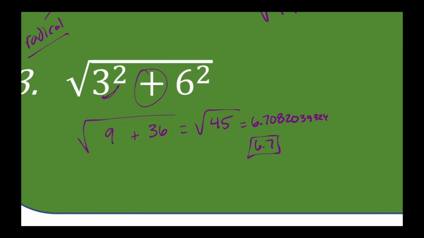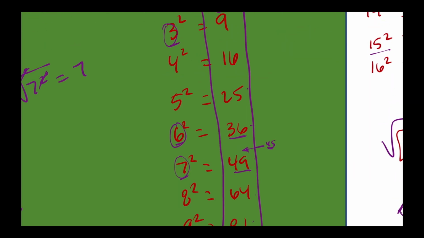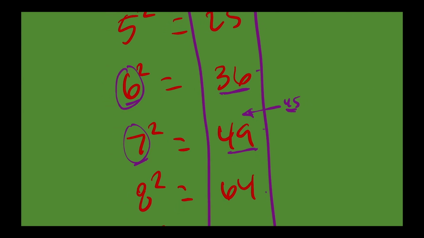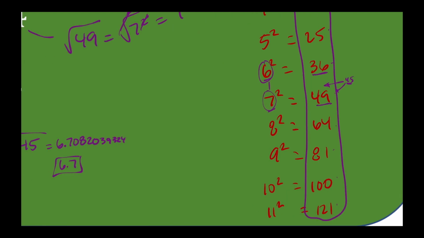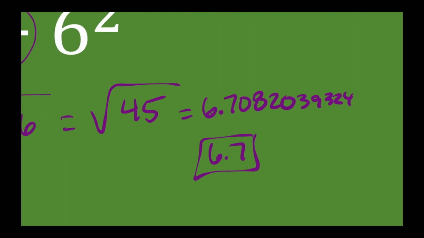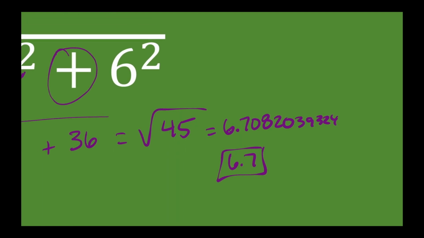Okay? And we know that's right, because if we go over here to our list, it makes sense, because 45 is closer to 49. So that means it's closer to 7, because it's in between here. So 6.7 sounds about right. Okay, so just use your calculator when you have a number in here that's not a perfect square.